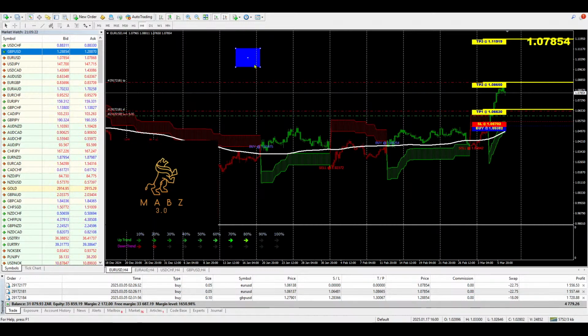Another tip that I'd like to share is when there are big news events like the NFP, FOMC, CPI, etc., I like to analyze on the higher time frames with the trading system. I would use the trading system either on the daily chart or the H4 chart.